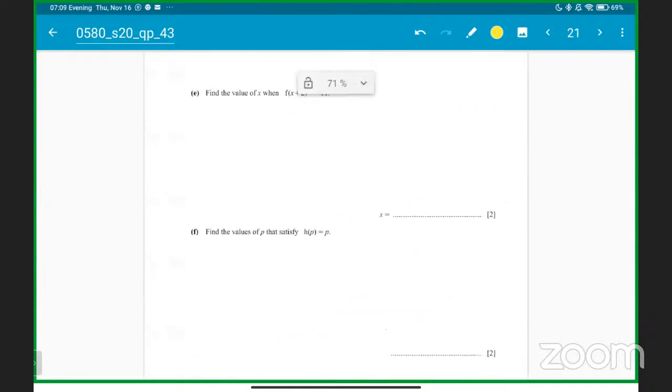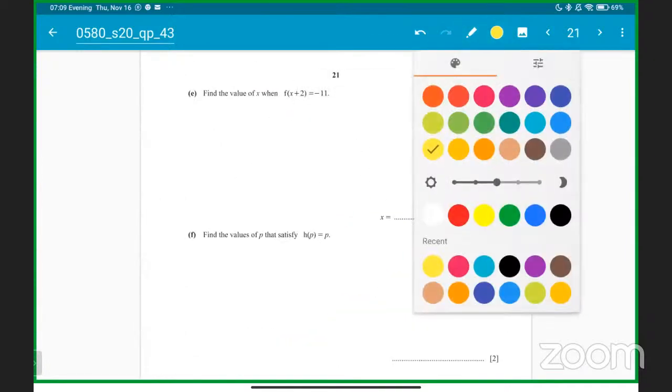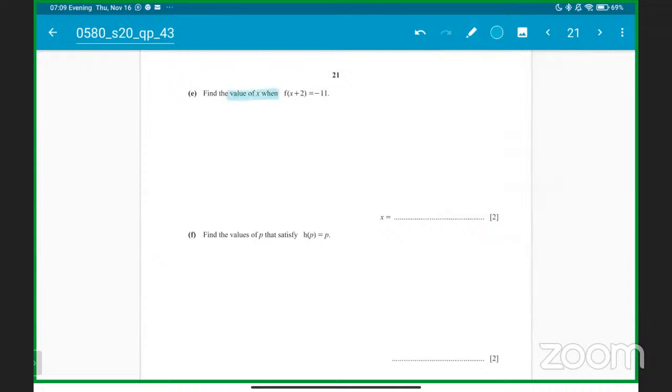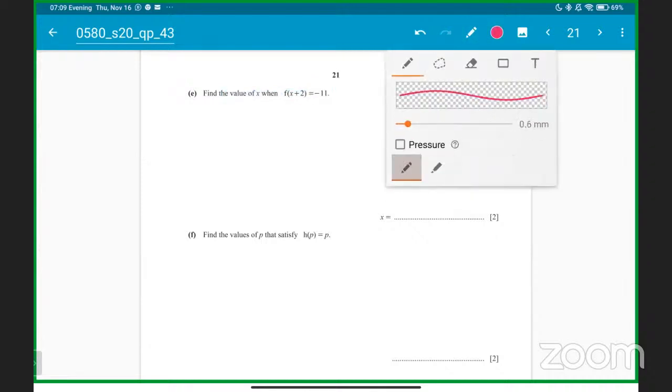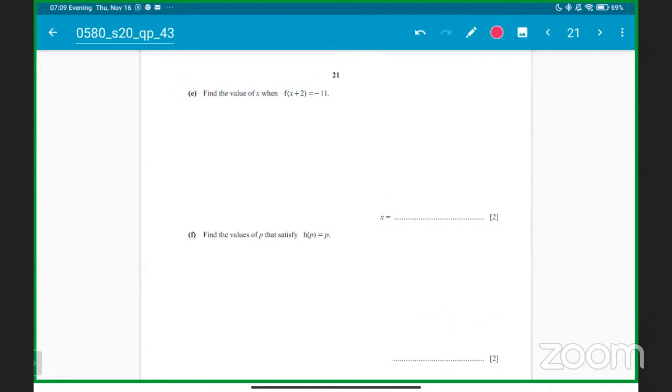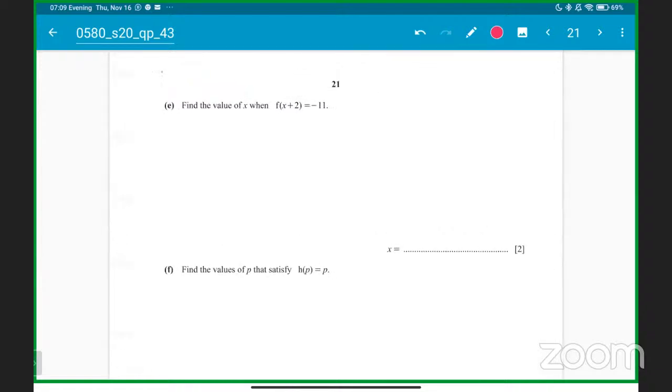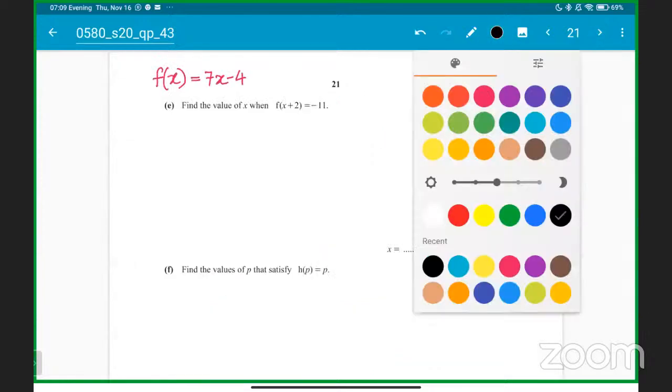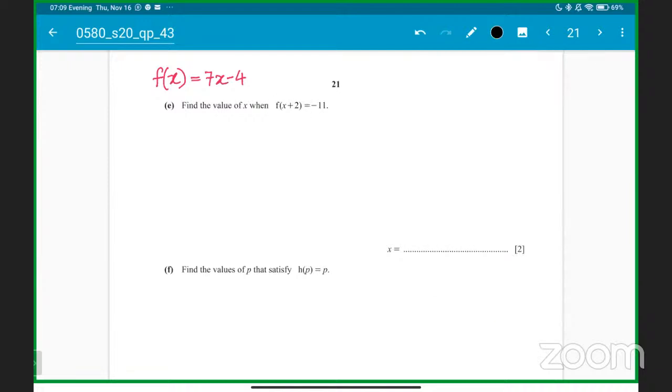Now, a couple more important parts for everyone. Find the value of x. So we have to find the value of x for f(x + 2) equals -11. Basic question, nothing involving inverse or composite, but they can ask. So you should first know what f(x) is. The f(x) function is 7x minus 4, students. So what happens is you have to put x plus 2 in the function.